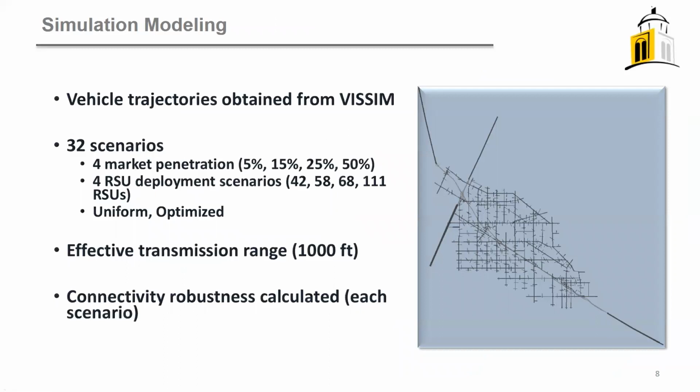And we compared a uniform deployment and an optimized one. The uniform means that the roadside units are just equally spaced in the network without any optimization, but the optimized is what we obtain using our approach. We assumed an effective transmission range of 1,000 feet. And for each scenario, to evaluate the performance of the roadside units deployment plan, we calculated our performance metric, which is the connectivity robustness.